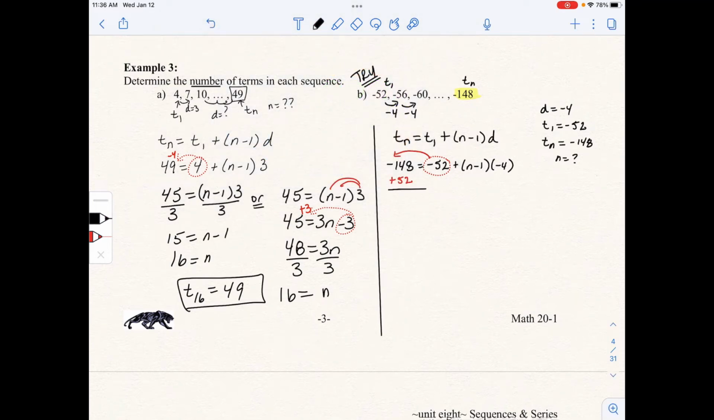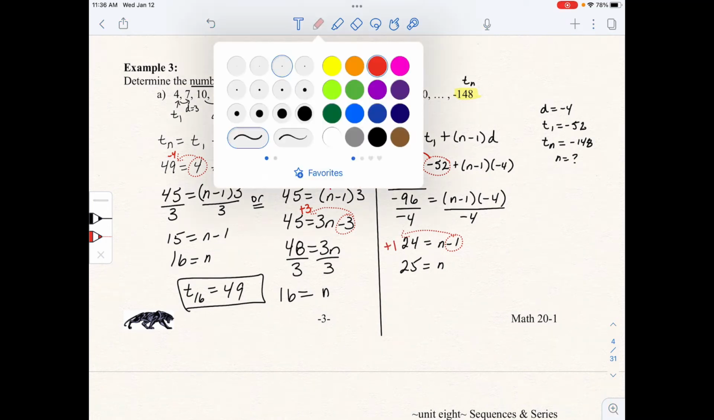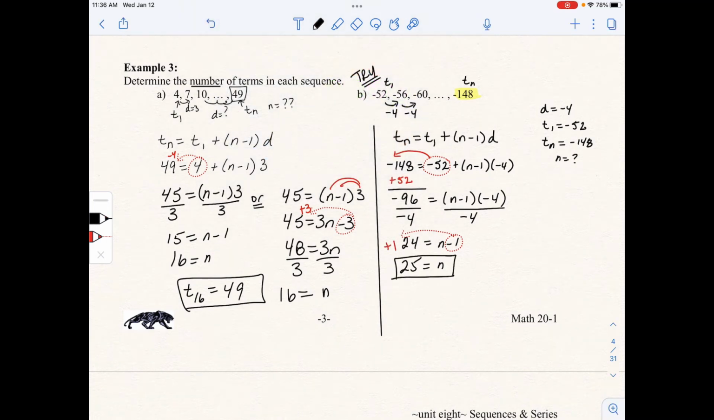And of course, negative 148 plus 52 would be negative 96. And that's equal to n minus 1 times a negative 4. So I can distribute that negative 4 into the n minus 1, or I can just divide both sides by negative 4, which might be a little easier. So we get a positive 24 is n minus 1. So n is equal to 25. Right, when we move that minus 1 over, that becomes plus 1. So there is our n. There's the number of terms.